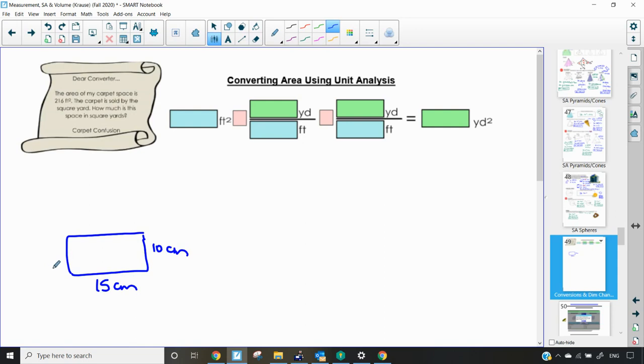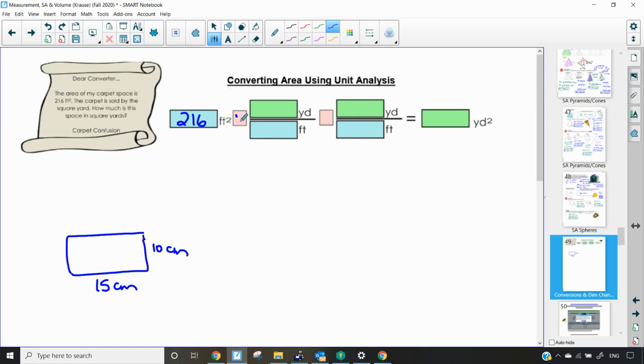Well, we could do that one of 2 ways. We could find our area first and then convert it, or we could convert each of these linear measurements first and then calculate our area. So there's 2 different ways to do it. But in the case of this question here, we're already given the measurement that we have to convert, so we can use unit analysis. The question says the area of my carpet space is 216 feet squared, and the carpet is sold by the square yard. So we're asked how much this space is in square yards.